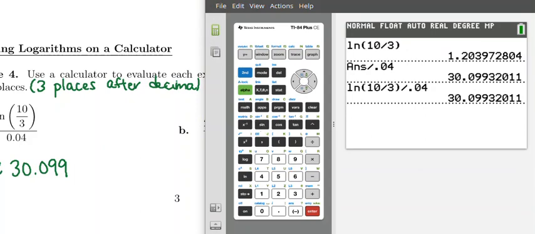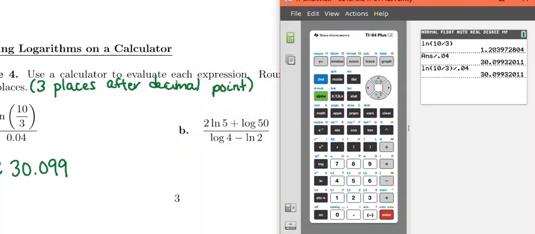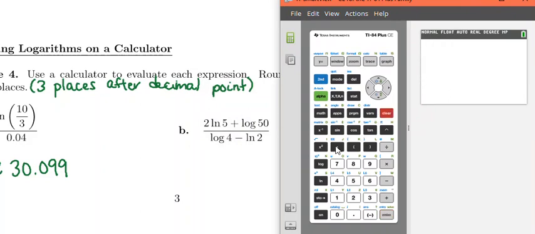Let me see if I can squeeze this in so we can see it. So let's look at this one. I am going to try to punch it in all at once, but I'm going to make sure to put the entire numerator in parentheses and the entire denominator in parentheses. Hopefully you can see, it's kind of tiny here, but I've opened my parentheses and I'm going to put 2 natural log of 5, close parentheses, because you're done with the logarithm. Now we're going to add, and I'm going to have to use log base 10. I'm taking the log of 50, close the parentheses, and then close the parentheses on the numerator. So that's what the numerator looks like.